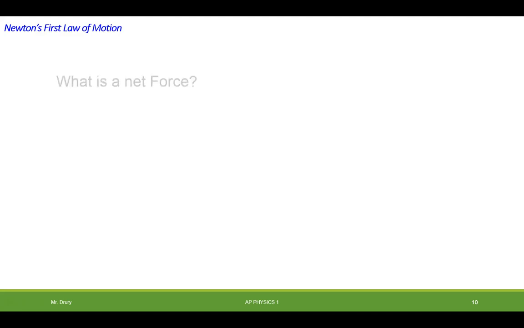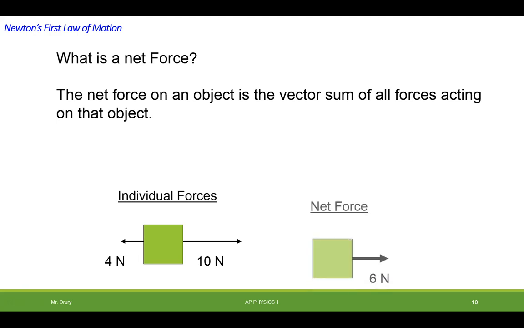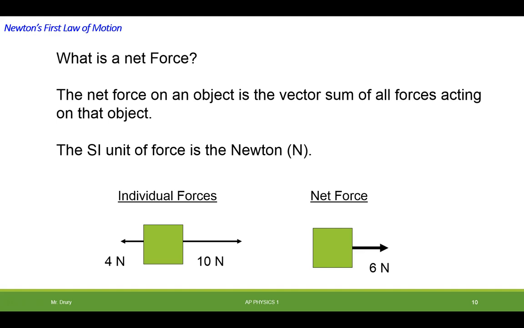All right, so what is a net force? The net force on an object is the vector sum of all the forces acting on that object. For example, you have a 4 Newton force pulling to the left and a 10 Newton force pulling to the right. That can be written as a net force of 6 newtons to the right. And the SI unit for force is called a newton, which we'll look at in a moment.